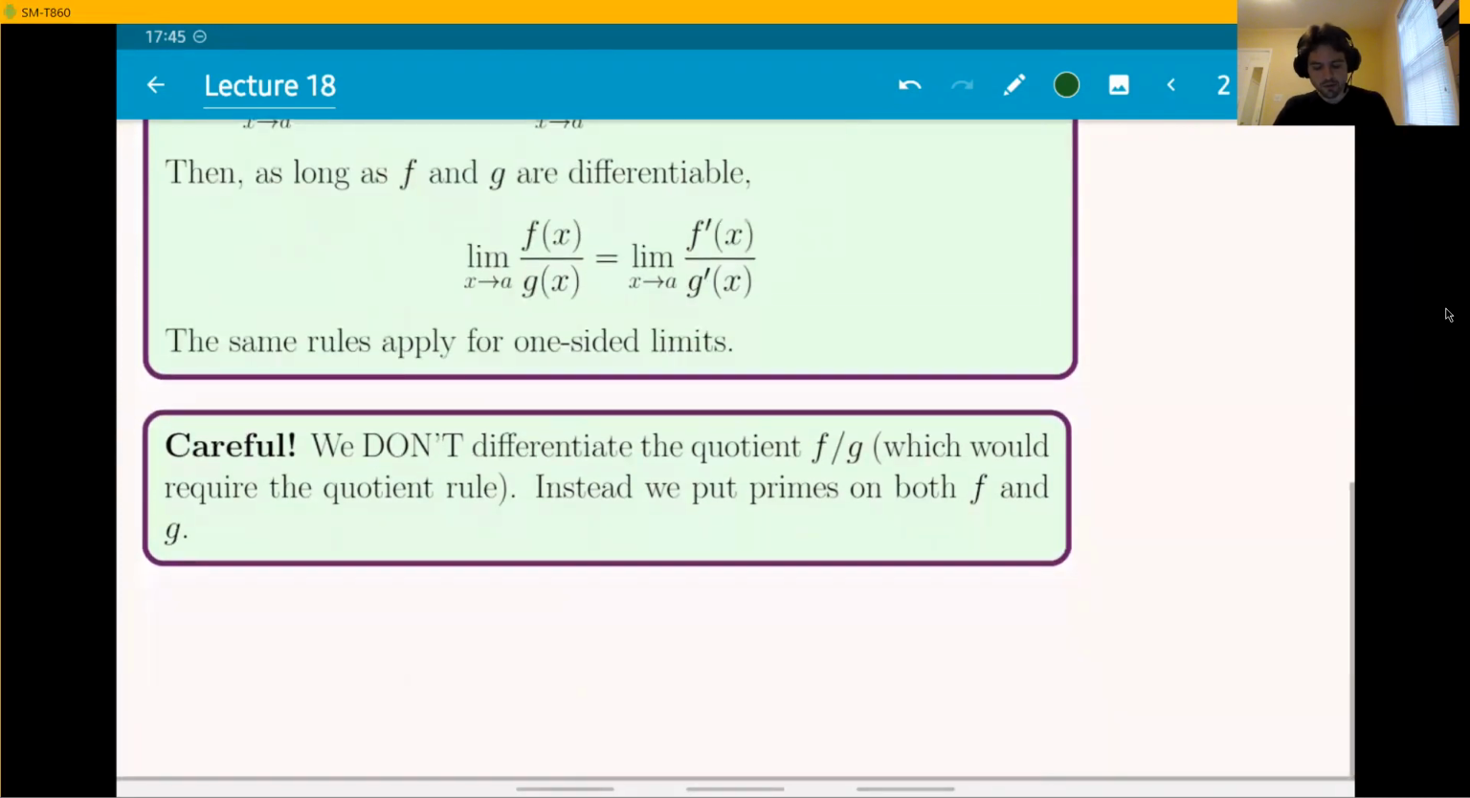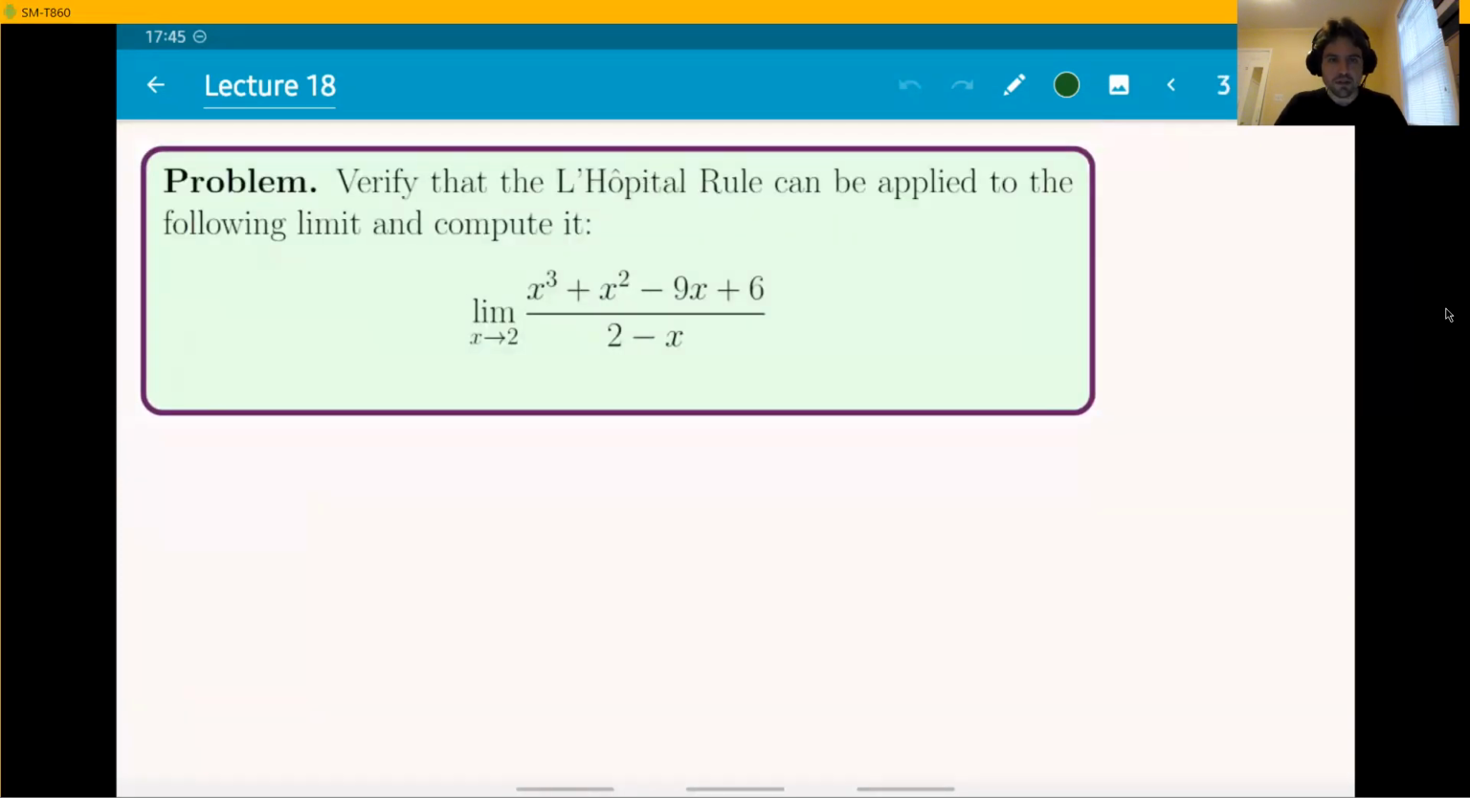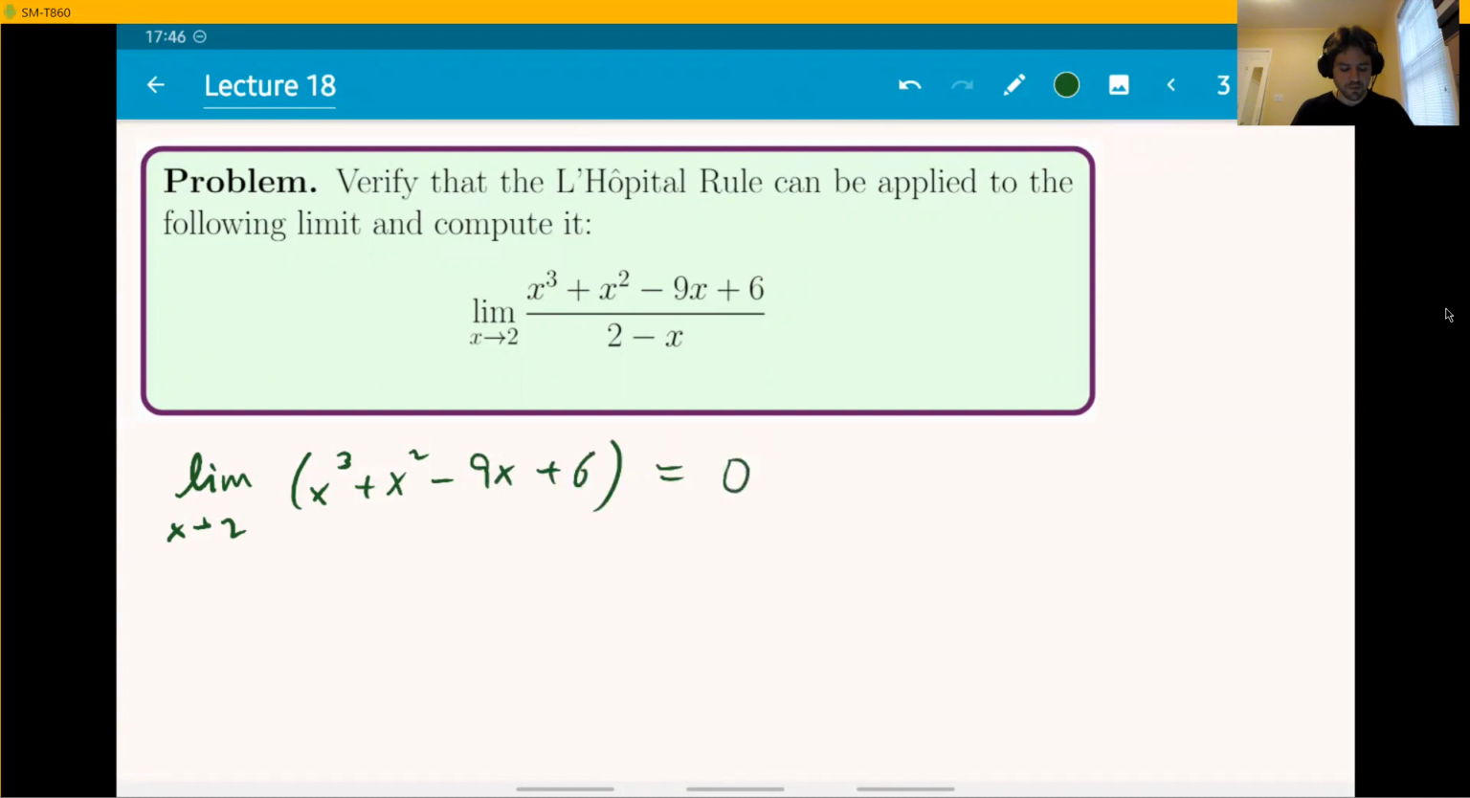So let's see some examples. Problem. Verify that the L'Hopital rule can be applied to the following limit and then compute it. So imagine that somebody gave you this limit, x is going to 2. If you try to compute the separate limits of the numerator and denominator, look at this one. If you plug in 2 into this polynomial, you're going to get a 0. Similarly for the denominator, 2 minus x will give you a 0. So this is a limit of the form 0 over 0.